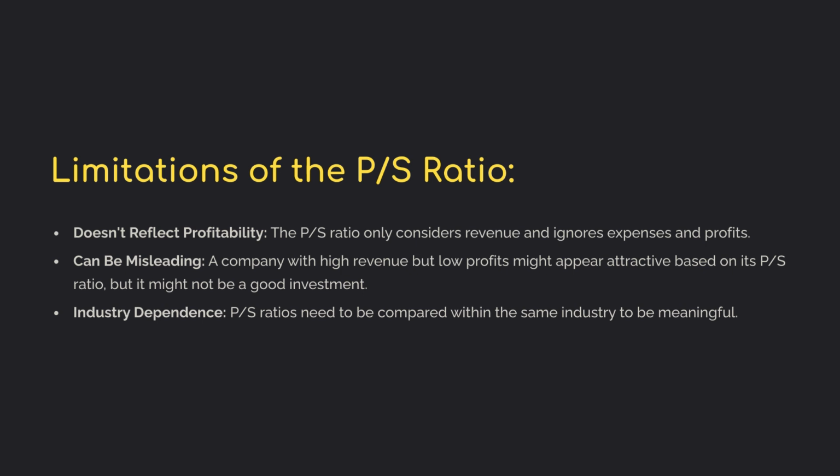Limitations of the PS ratio: it doesn't reflect profitability. The PS ratio only considers revenue and ignores expenses and profits. It can be misleading. A company with high revenue but low profits might appear attractive based on its PS ratio, but it might not be a good investment. Industry dependence: PS ratios need to be compared within the same industry to be meaningful.